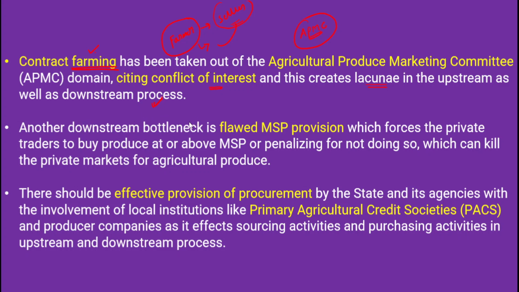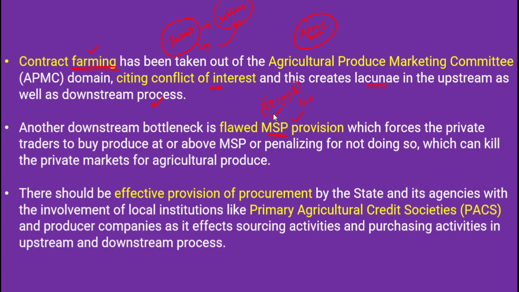After that, another downstream bottleneck that we need to discuss is the flawed MSP provision. Now what is MSP? MSP is the minimum support price that is provided by the government to select crops. 22 crops are covered under the minimum support prices. When the market price of agriculture produce is lower than the government-announced price, the government is ready to buy the produce at MSP. So this is the MSP provision.